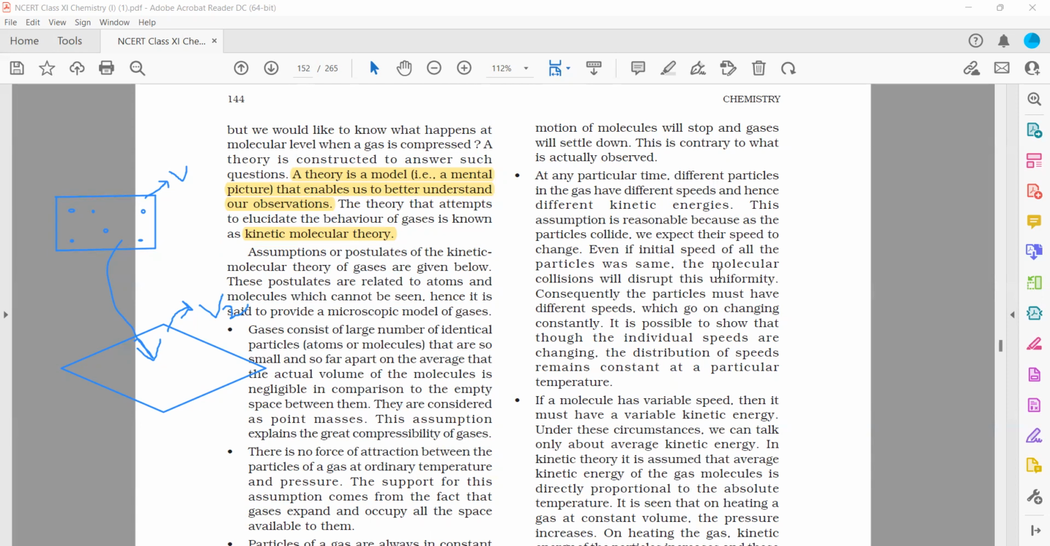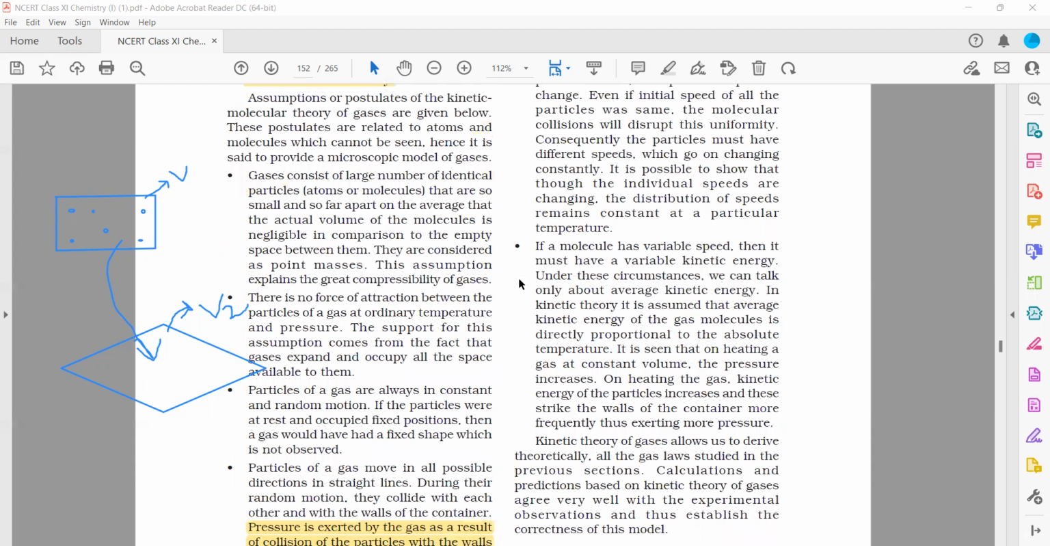Consequently, the particles must have different speeds which go on changing constantly. It is possible to show that though the individual speeds are changing, the distribution of speeds remains constant at a particular temperature. It is similar to the previous point, but there we were talking about energy; here we're talking about speed, or we can say kinetic energy.